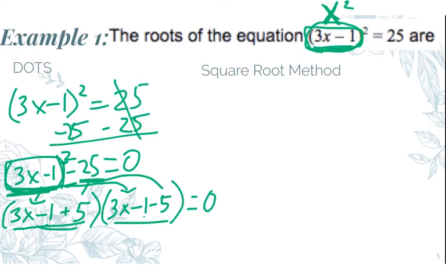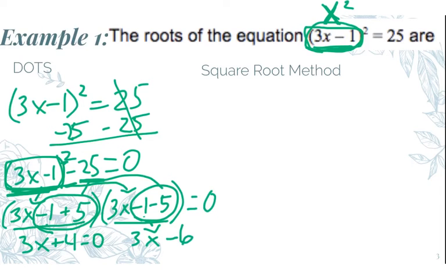So let me write this. Instead of negative 1 plus 5, I'll just write that as plus 4. And here, negative 1 minus 5 would give me negative 6. So I'll put 3x plus 4 equals 0. Again, I'm using that zero product property rule. And then here, I'm going to write 3x minus 6. Remember, I just combined those like terms, equals 0 as well.